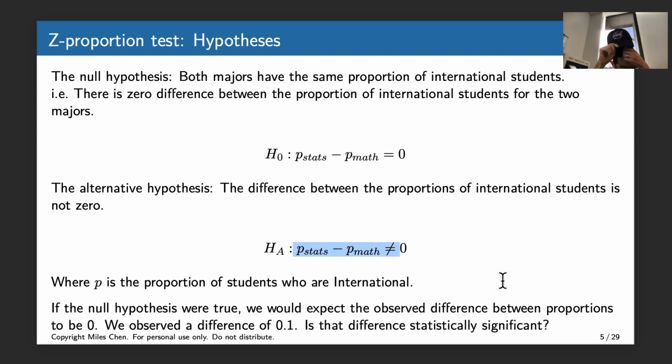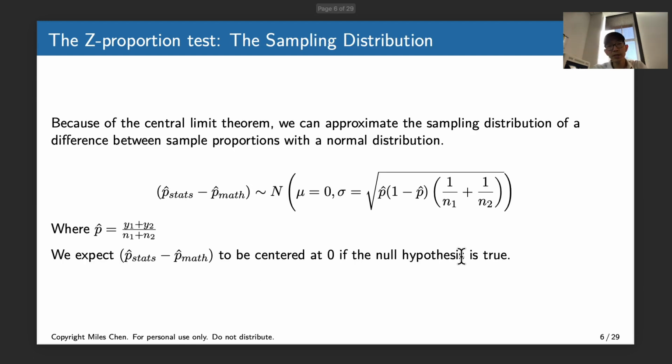If the null hypothesis were true, we would expect, whenever I take random samples, the difference between these proportions to be something around 0. We got a difference of 0.1, 10 percentage points. Is that difference statistically significant? That's what we want to know. So this is how you would go about doing this.